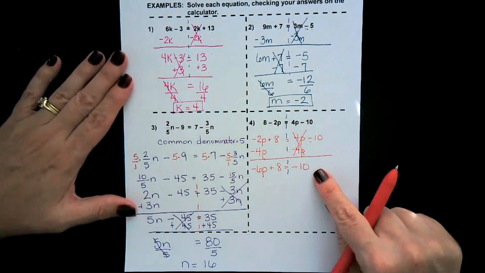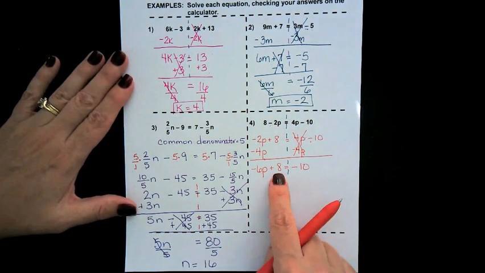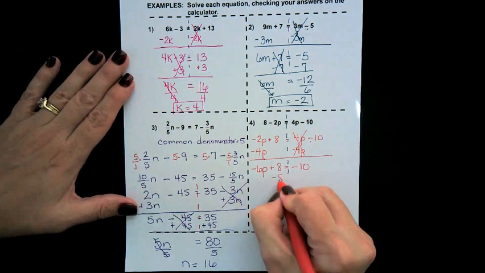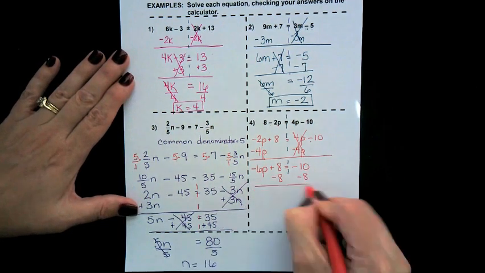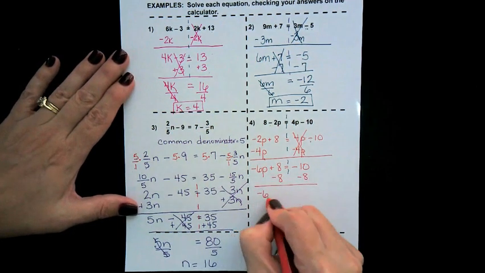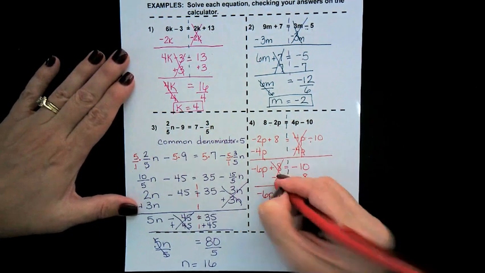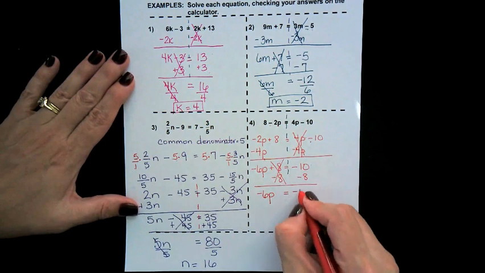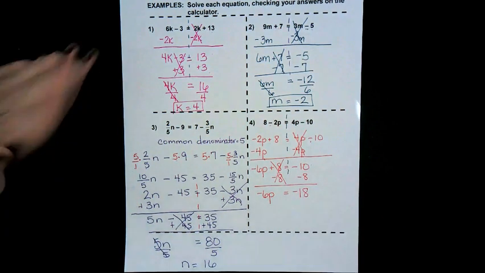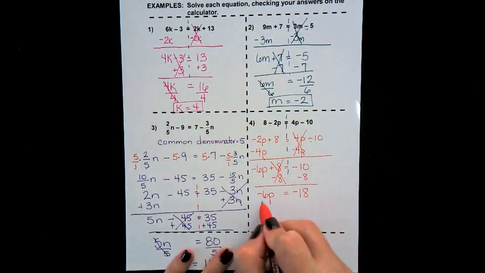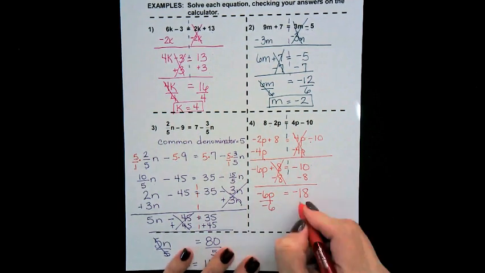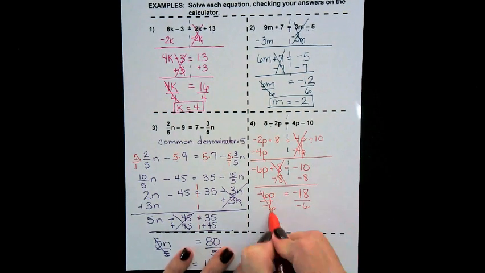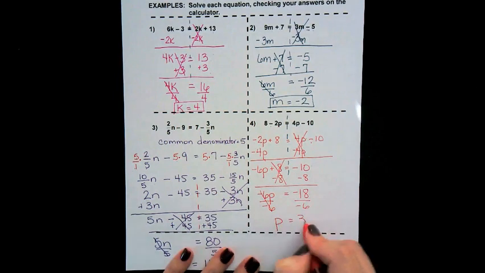We'll start doing the opposite of adding 8, which is to subtract 8. I've got negative 6p plus 8 minus 8 cancel equals negative 10 plus negative 8, which is negative 18. And then we'll do the opposite of that, which is divide by negative 6, and so p equals positive 3.